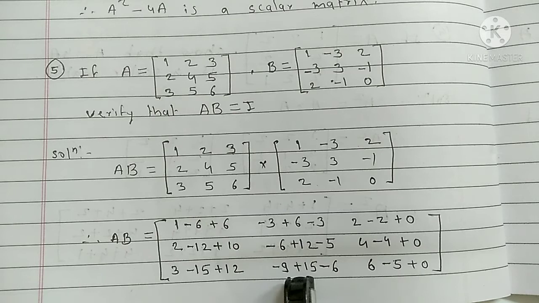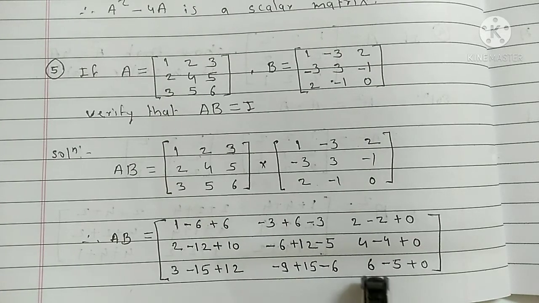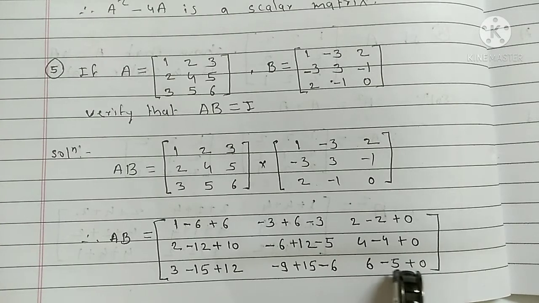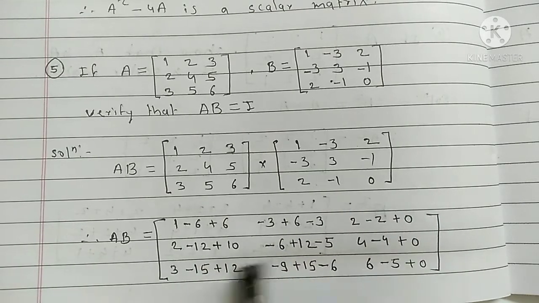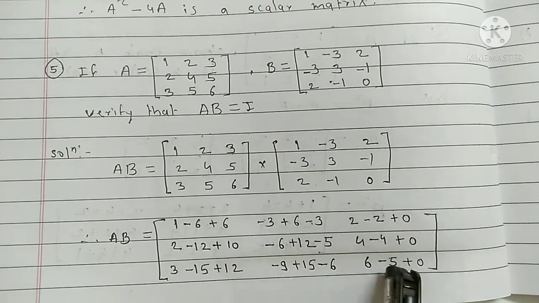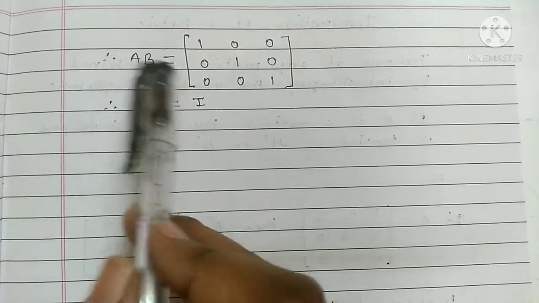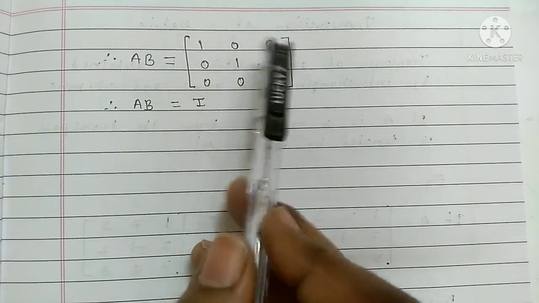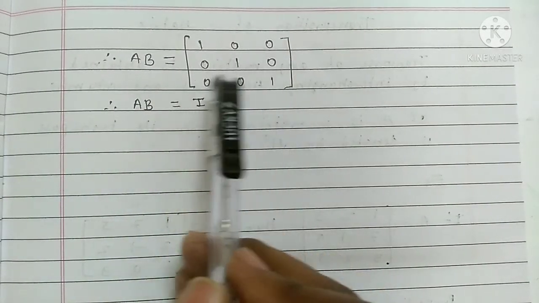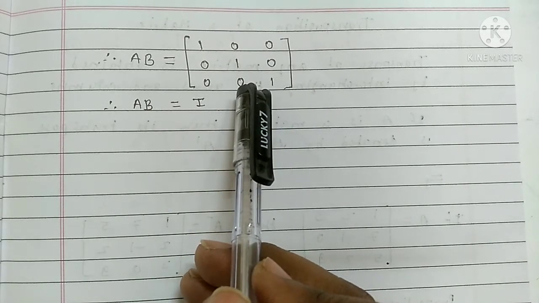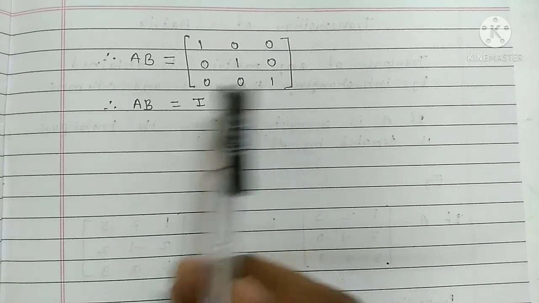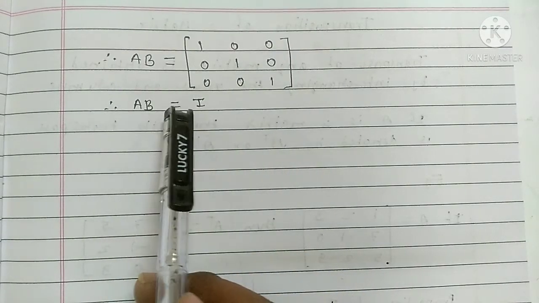Then minus 9 plus 15 is 6. 6 minus 6 is 0. Then 6 minus 5 is 1. 1 plus 0 is 1. So this is 1 0 0, 0 1 0, 0 0 1. So AB is equal to 1 0 0, 0 1 0, 0 0 1. This is our identity matrix or unit matrix. Therefore AB is equal to I.